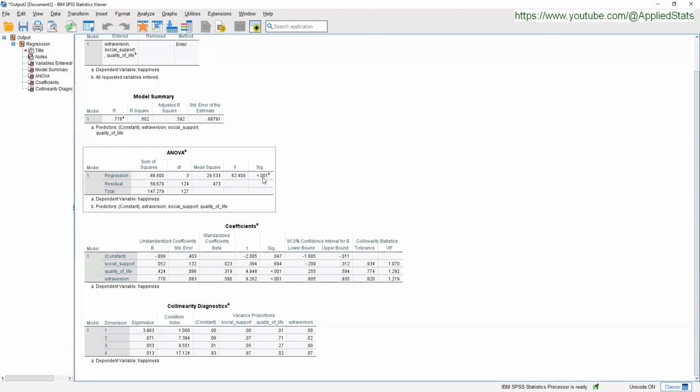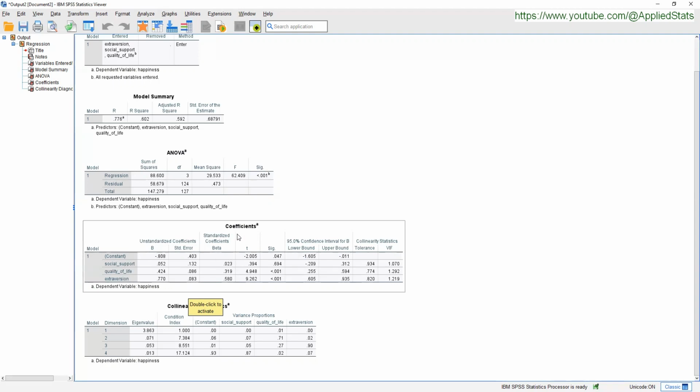This means that a significant amount of variance in happiness is explained by your predictors collectively together. You have three predictors in this model: social support, quality of life, and extroversion. First thing here is the p-values, unstandardized regression coefficients, but they don't tell you much really because they are unstandardized, so you cannot compare them.